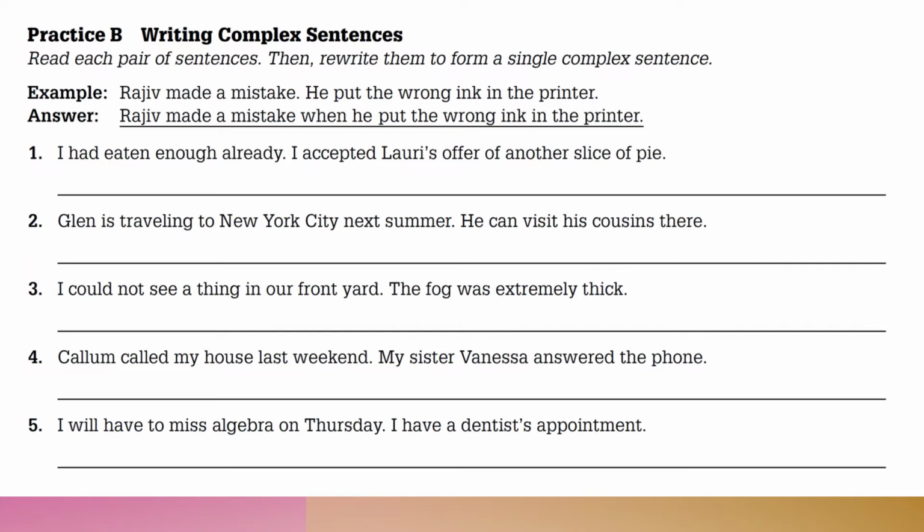So, for instance, Rajiv made a mistake. He put the wrong ink in the printer. So here we have 2 simple sentences. We have to make them one. In other words, we have to rewrite them to form a single complex sentence. So the answer is: Rajiv made a mistake when, look what we do. We add a subordinating conjunction. In this case, we are creating an adverbial clause. When he put the wrong ink in the printer.